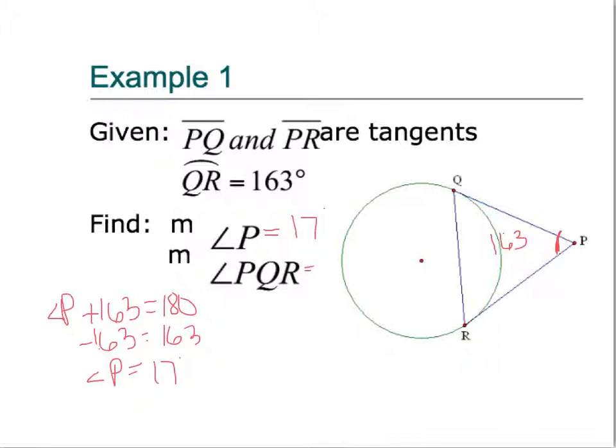And now it's asking me to find angle PQR, this angle over here. Now there are several ways to find it, but I think the quickest one is I discover that it's an inscribed angle, and I know an inscribed angle is half of its intercepted arc, and so I know that angle PQR should equal half of 163 degrees. After I solve that, I get 81.5. I'll show you another way to find that in class. It takes longer though.